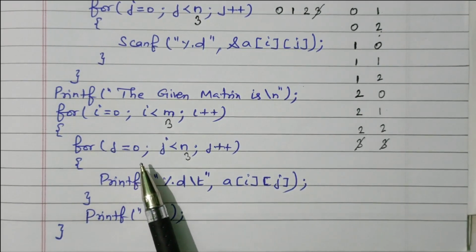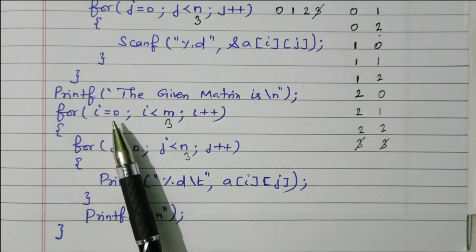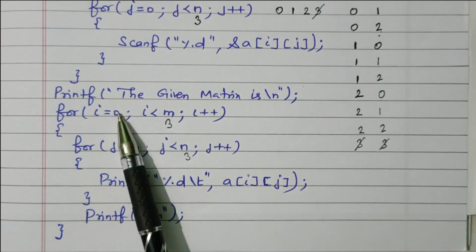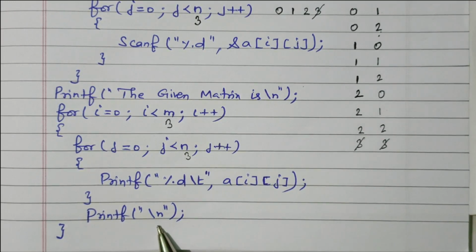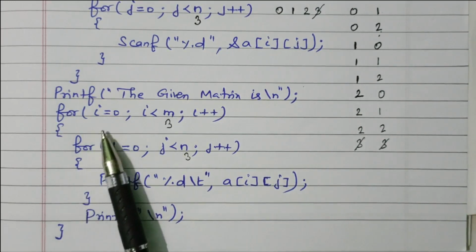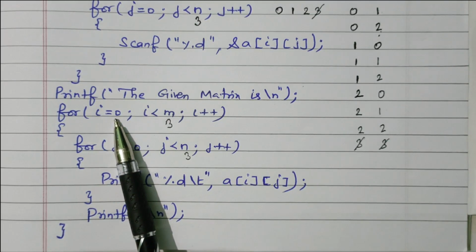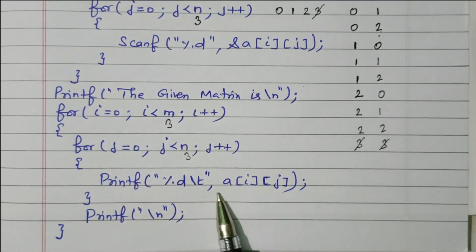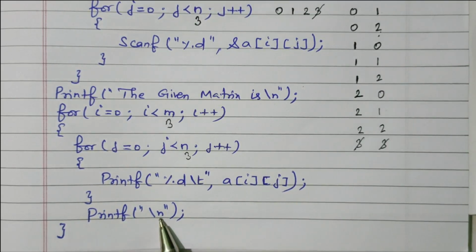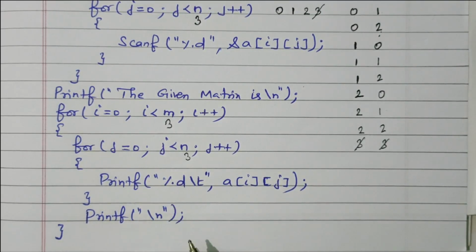Now I equal to 1, then it will come inside. Again the inner loop will be executed: 1, 0, 1, 1, 1, 2 with the tabbing. Then it will go to the outer loop, next line, third row. I equal to 2: 2, 0, 2, 1, 2, 2 will display with the tabbing. Then it will go to the next line. So all 3 rows are displayed.